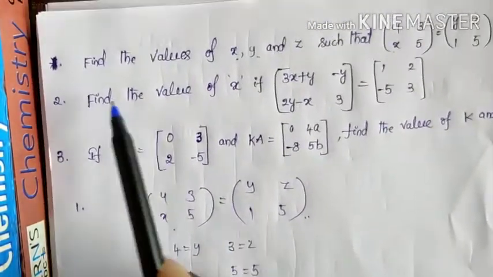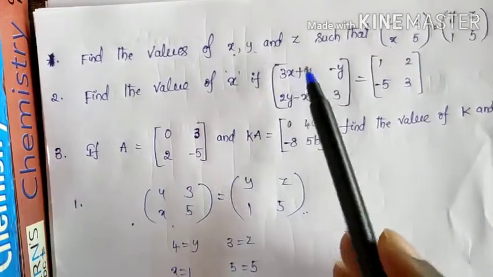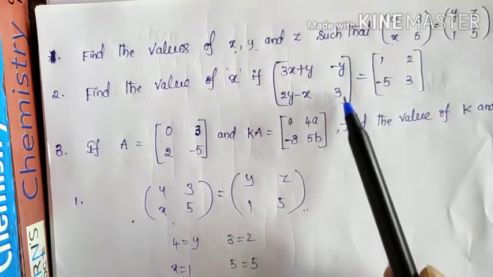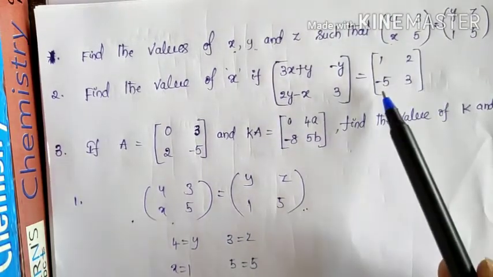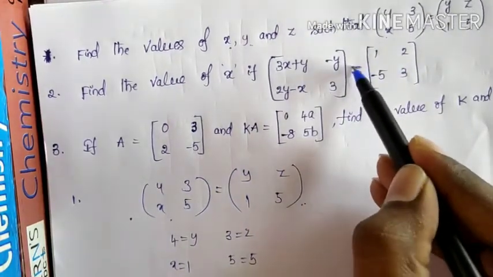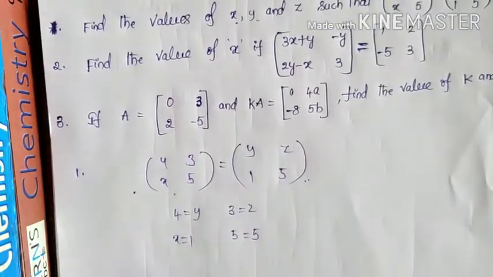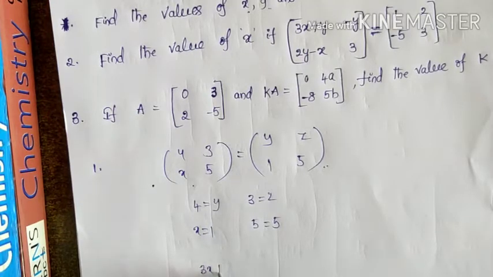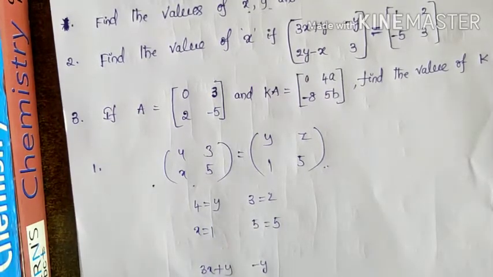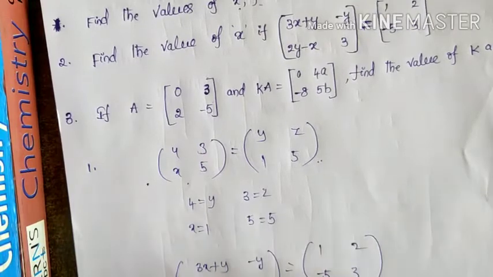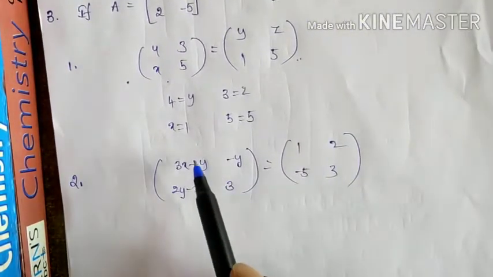So here the second problem is: find the value of x if the matrix [3x plus y, minus y; 2y minus x, 3] is equal to [1, 2; minus 5, 3], right? It is already given that these two are equal matrices. An equality symbol is given between those two matrices. So first consider this given equation. Now equate the corresponding elements.